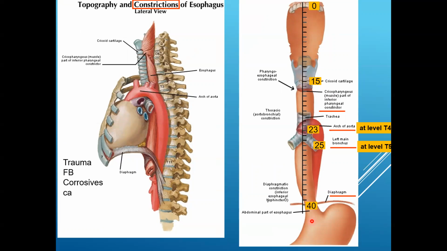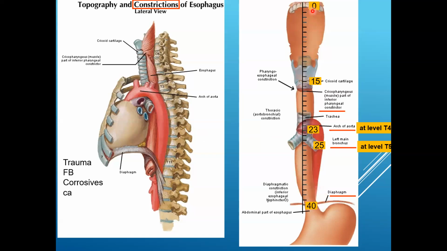Okay, what are these 4 areas of constriction along the path of the esophagus? Number 1, where it begins, at the upper esophageal sphincter. Why? Because it is constricted by the cricopharyngeus muscle. The second constriction, where it is crossed by the arch of the aorta. The third, it is constricted by the passage of the left main bronchus. It is crossed by the left main bronchus. And the fourth one, where it enters through the diaphragm.